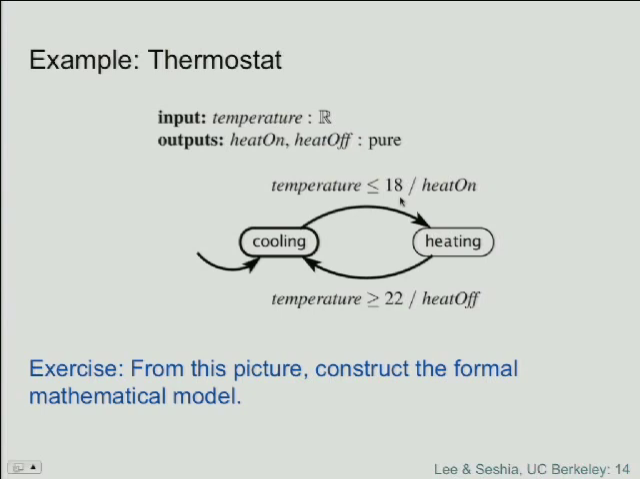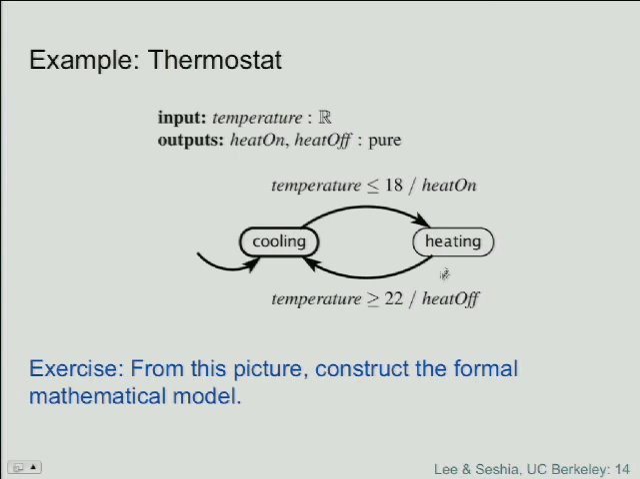And what about the heat off output? Will it be present or absent at the instant that this reaction is taken? Absent. But again, there's an informality in the notation. I wasn't explicit about that. I didn't mention heat off, so we just assume it's absent if I didn't mention it. Okay? So then we switch into the heating state, and when the temperature is greater than or equal to 22, we will take this transition back to cooling and produce heat off output. Okay, does that make sense?